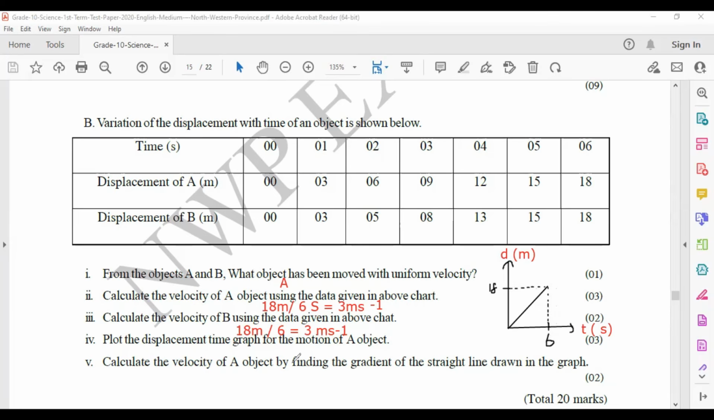Calculate the velocity of object A by finding the gradient of the straight line drawn in the graph. By using the gradient, we have to take the y-axis difference, which is 18 subtract 0, divided by the x-axis difference, which is 6 subtract 0. Then the answer is 3 ms⁻¹.